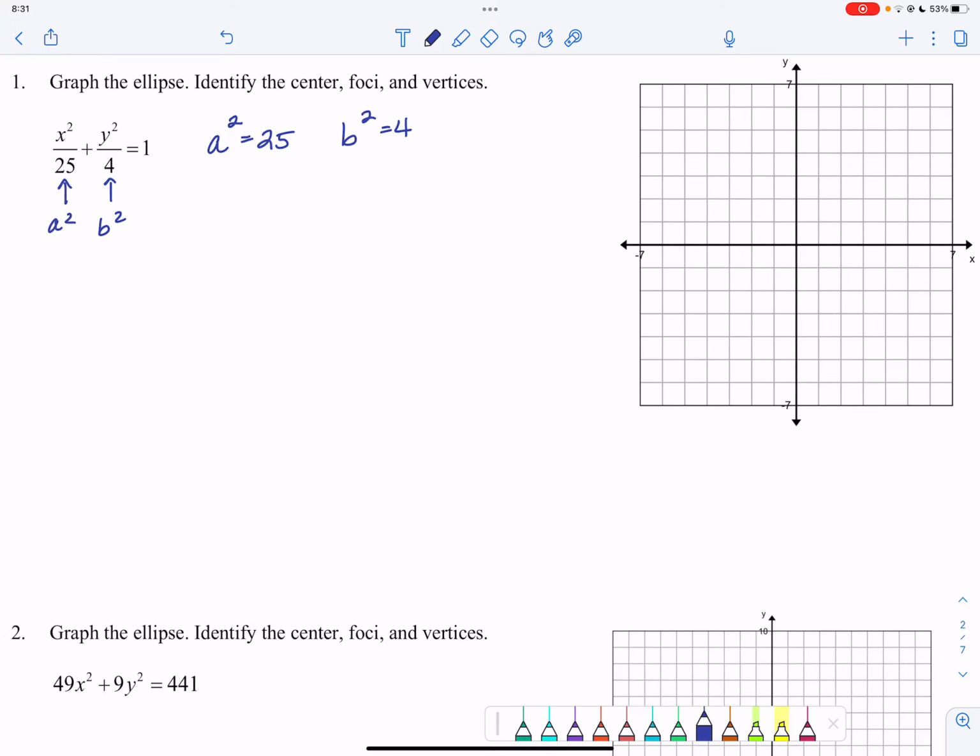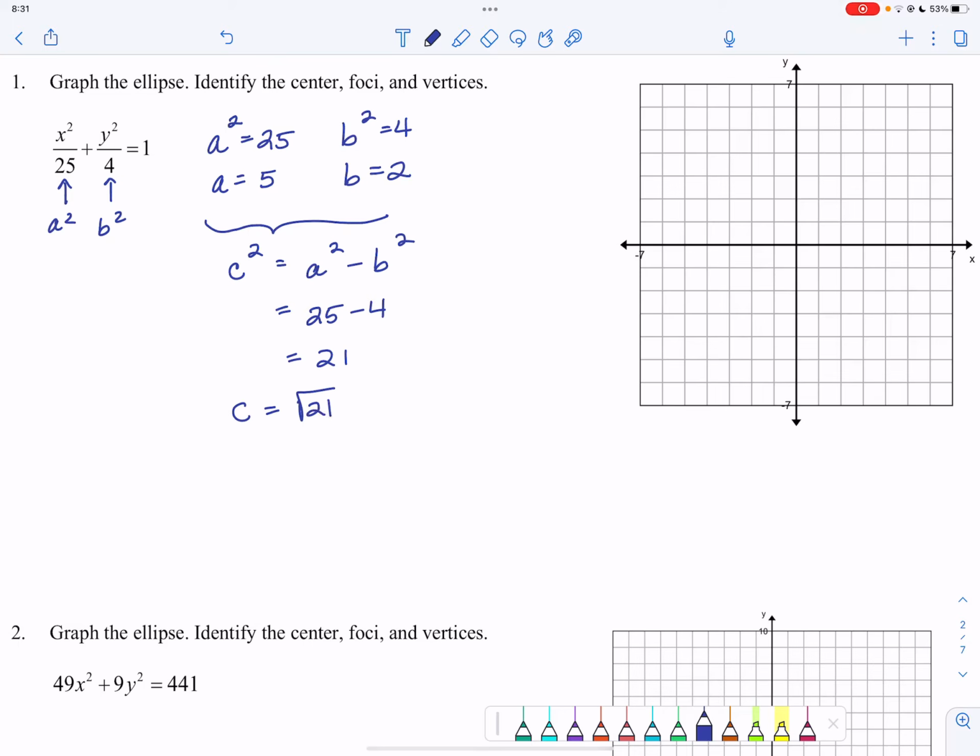Now, let's go ahead and solve these. A is equal to 5 and B is equal to 2. So we are taking the positive square roots of these numbers. Now, let's go ahead and compute C. C squared is equal to A squared minus B squared, which is 25 minus 4, which is 21. So C is equal to root 21, which is about equal to 4.6.